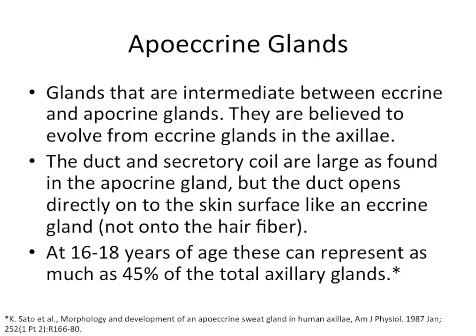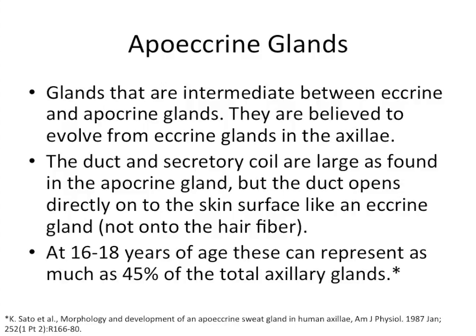There's another type of gland. So we actually have three types of sweat glands. I saved this one for last because this is actually pretty important. It's called an apoeccrine gland. You can see the spelling takes a little bit from apocrine and a little bit from eccrine in terms of the nomenclature. This is because these types of glands are intermediate between eccrine and apocrine glands, and they're believed to evolve from eccrine glands in the axillary region. So these are primarily found in the axillary region.